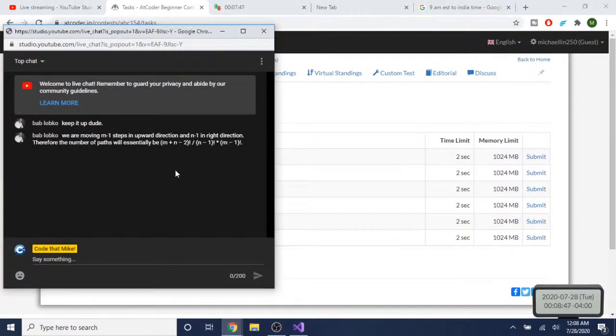We are moving n-1 steps in the upward direction, and n-1, n in the right direction. Oh, okay. m plus n minus 2 factorial over n minus 1 factorial times m minus 1 factorial. How did you get that equation, though?